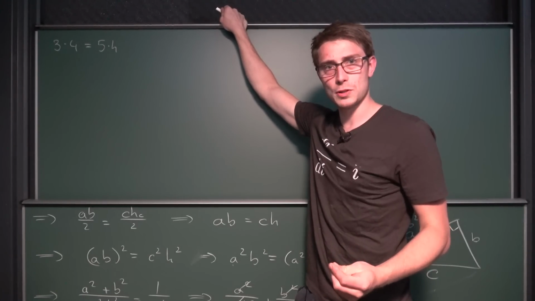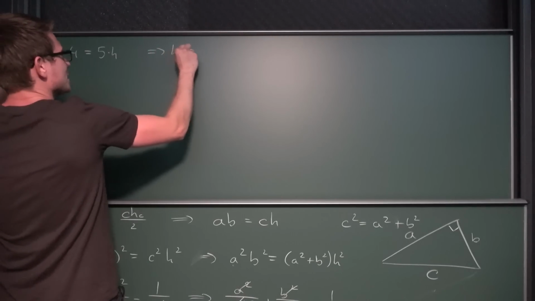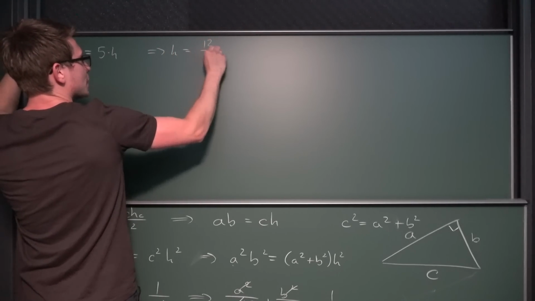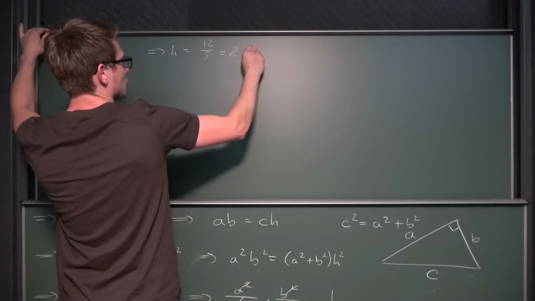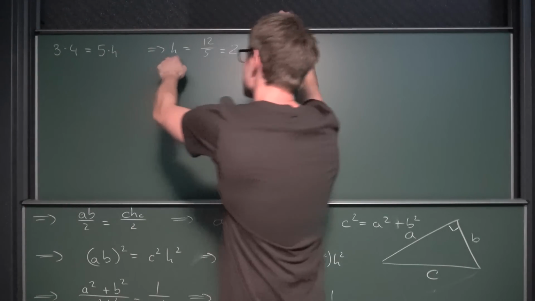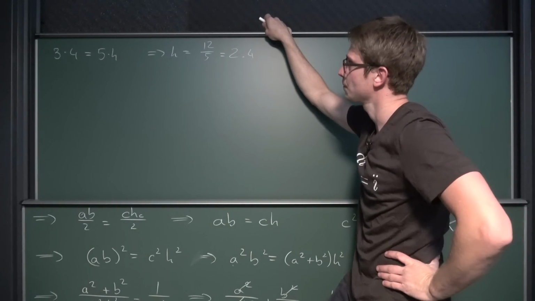That's a problem, because immediately if we were to use this, we are going to get that h is equal to, well, 12 divided by 5, which is going to be, it fits 2 times into here, so 2.4. This is not an integer, at least not by my book.